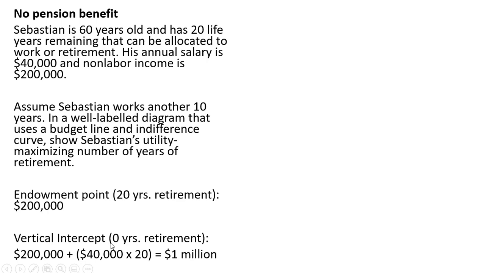Let's calculate the vertical intercept of the budget line. The vertical intercept occurs when Sebastian does nothing but work. That is, he has 0 years of retirement. How much income will he have? Well, we start with the $200,000 of non-labor income, and then we get $40,000 per year over the next 20 years. That's $800,000 of income, so he would have a total of $1 million of income being generated.